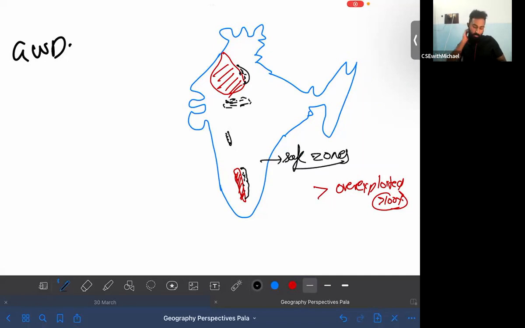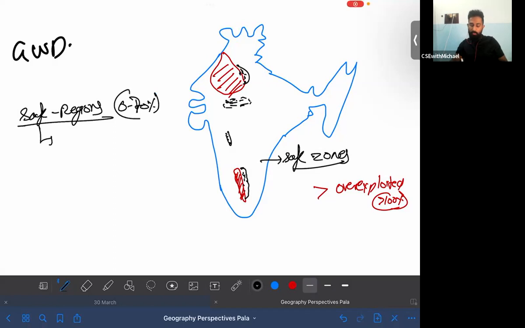Now we'll just write about it in a logical manner. Okay, so various categories of groundwater development. The first one is safe regions, where you have up to 70% of potential, about 70% of the water is extracted.